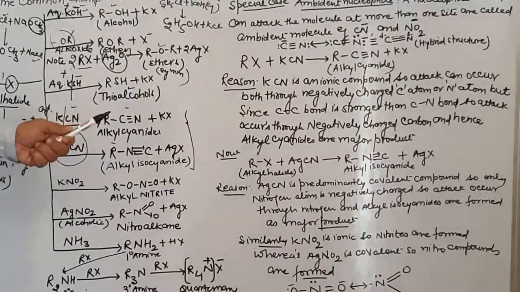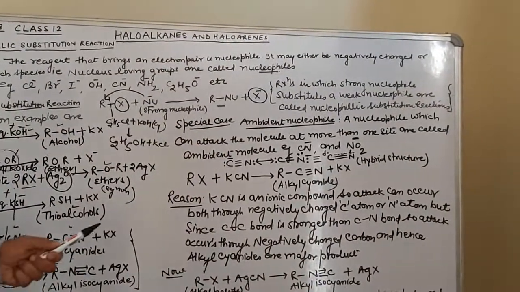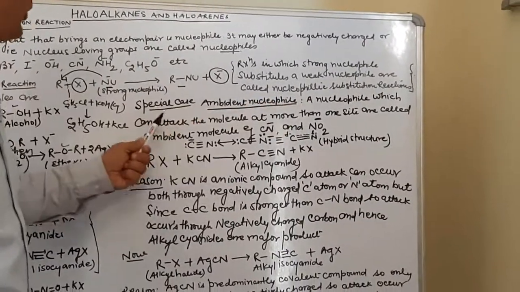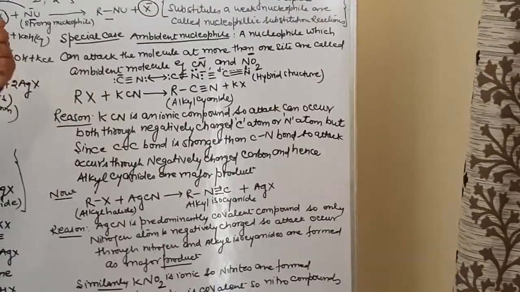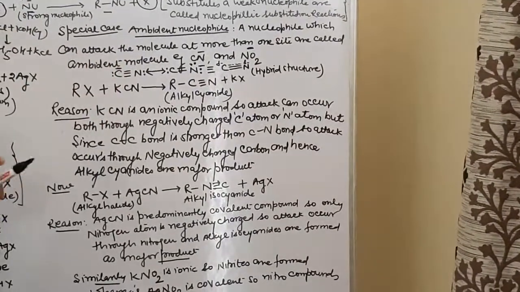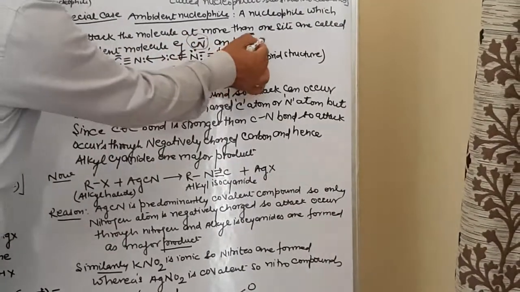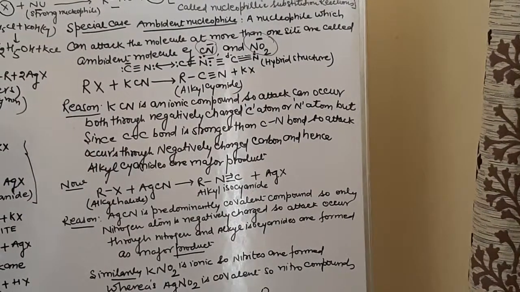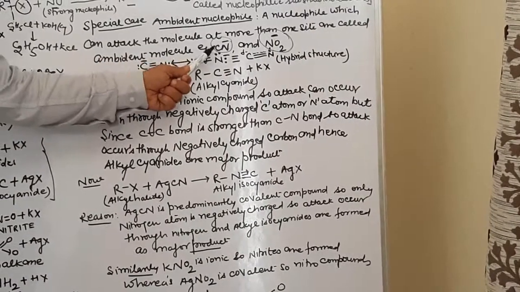So for this, you must understand something about the ambident nucleophile. As studied in class 11th also, what are ambident nucleophiles? A nucleophile which can attack the molecule at more than one site. That means it has more than one attacking site on the substrate molecule. They are called ambident nucleophiles. Two very common ambident nucleophiles in the syllabus are the cyanide ion and the nitrite ion. Why are these ambident nucleophiles? Because they may attack the substrate molecule through more than one site.